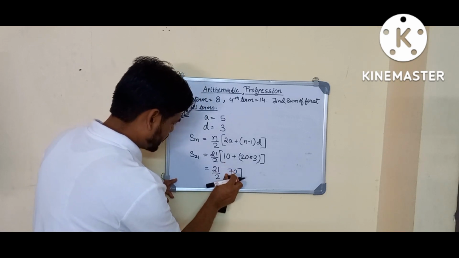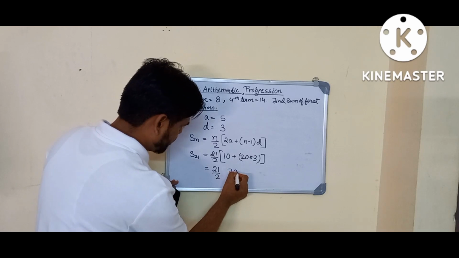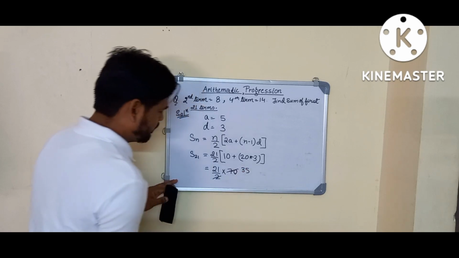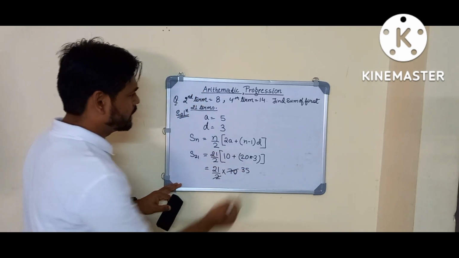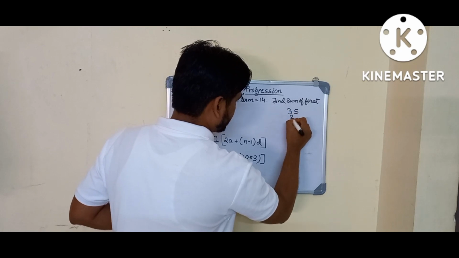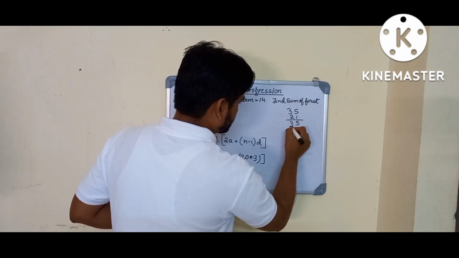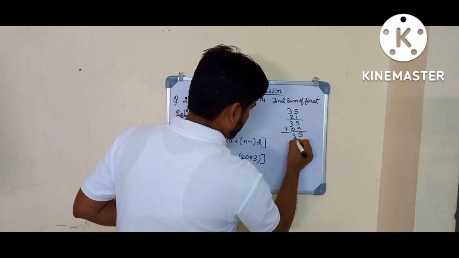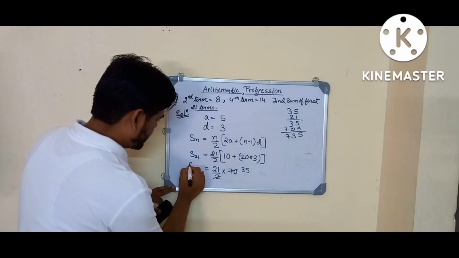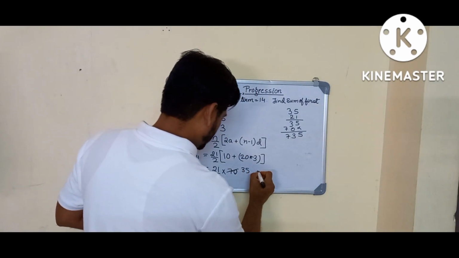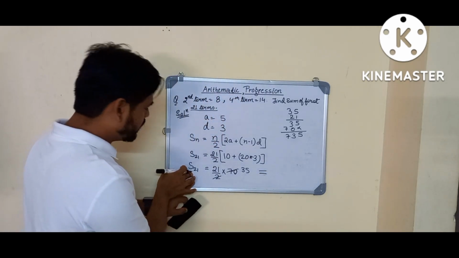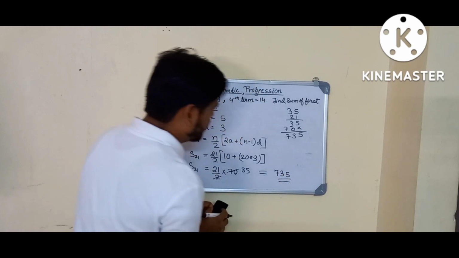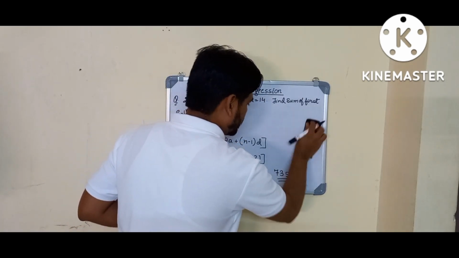Rather than writing this, I can just remove the square bracket and multiply. Here I can divide 70 by 2 to get 35. So 35 multiplied by 21. Let us see how we can do that. 35 times 21. So the sum of the first 21 terms will be equal to 735. So this is the final answer that we have got.